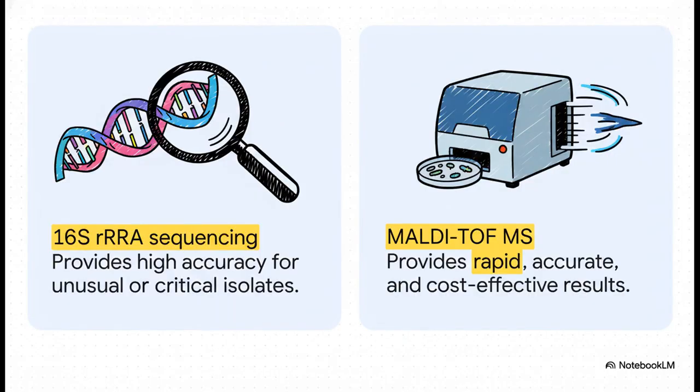Of course, these days, for a definitive ID, modern methods are king. While 16S rRNA sequencing is still the gold standard, MALDI-TOF MS has completely revolutionized the workflow. It gives you rapid, super accurate, and cost-effective identification right from a colony, and it gets around the variability you sometimes see with the old commercial biochemical systems.